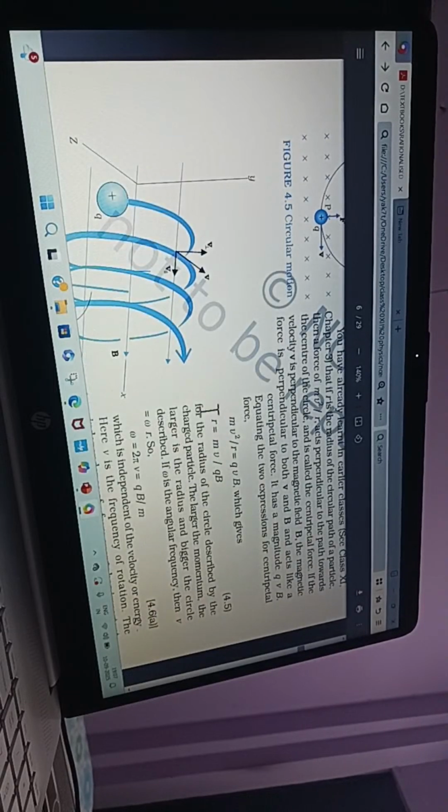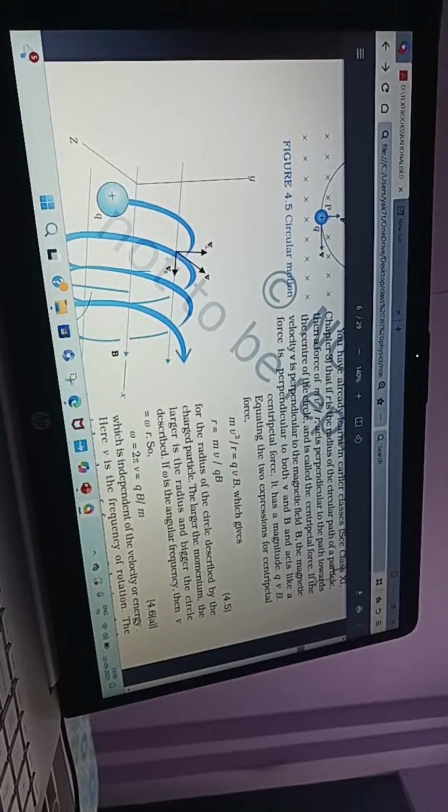So what is the centripetal force equation? mv square by r. This I think you came across already in 11th class. This is the equation I am talking about.